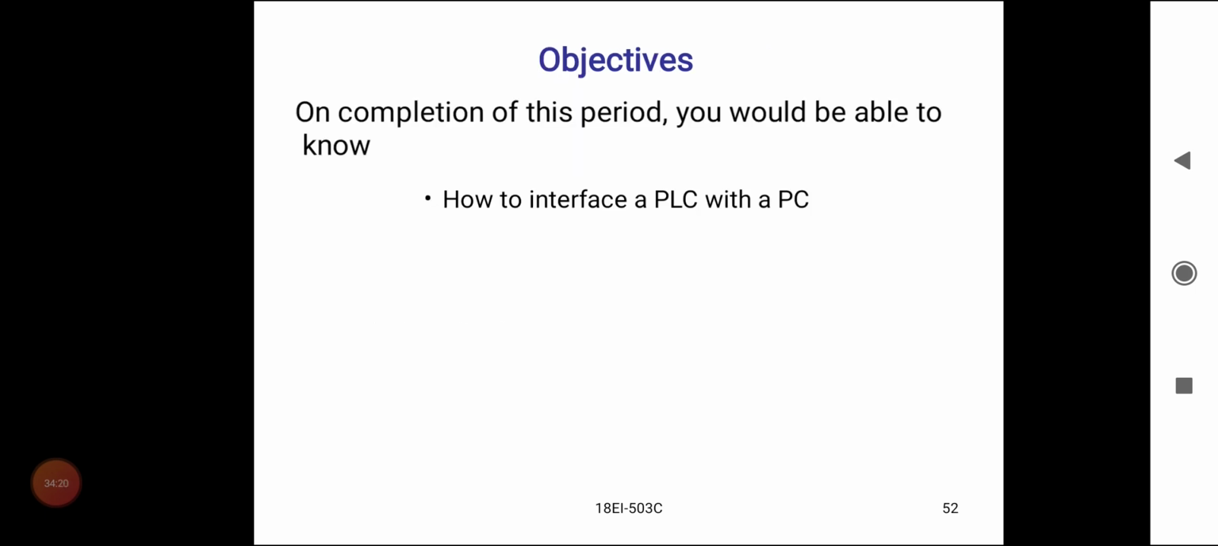The next objective is how to interface a PLC with a PC. On completion of the period, you will be able to know how to interface a PLC with a PC, a personal computer.